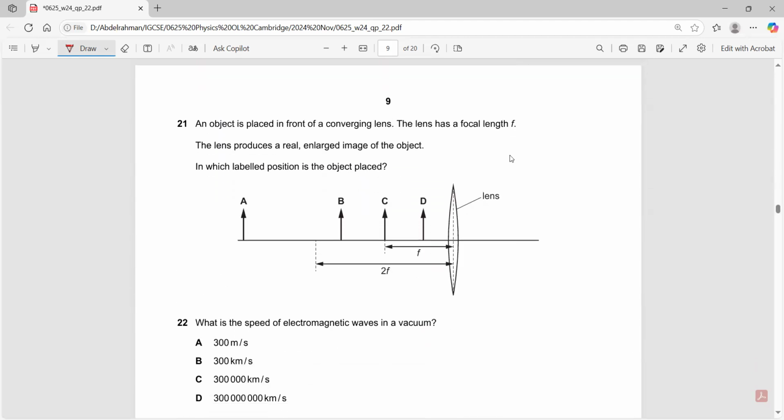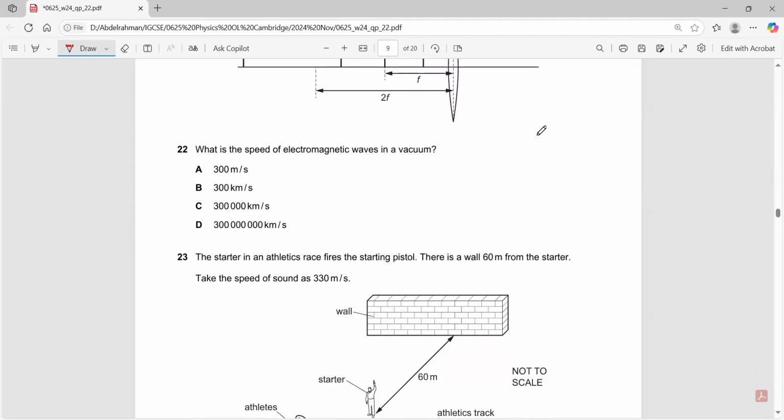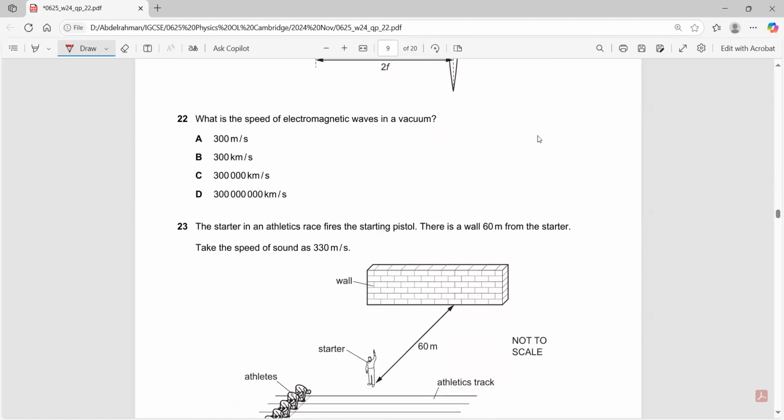Which labeled position is the object placed? The lens produces a real enlarged image. For it to be real, it cannot be D or C. For it to be enlarged, it has to be between F and 2F. So it's B.